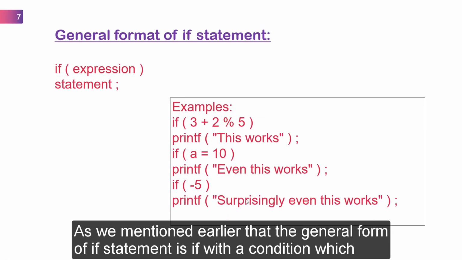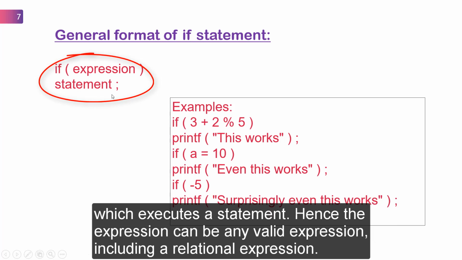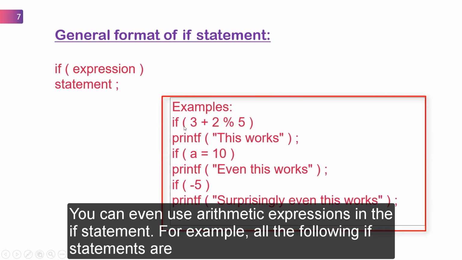We mentioned earlier that the general form of the if statement is if with a condition which executes a statement. But truly speaking, the general form of if is as follows: if with an expression which executes a statement. Hence, the expression can be any valid expression, including a relational expression. We can even use arithmetic expressions in the if statement. For example, all the following if statements are valid.